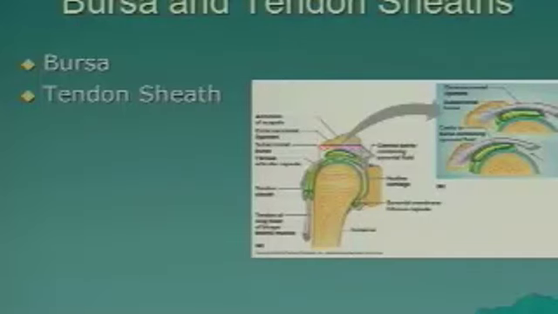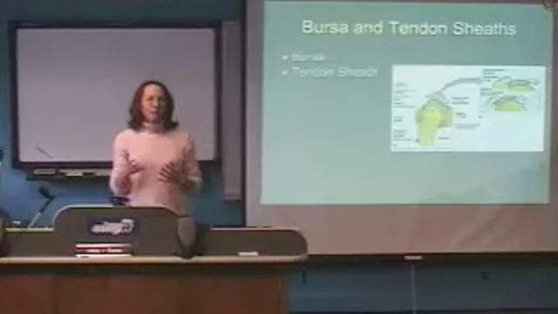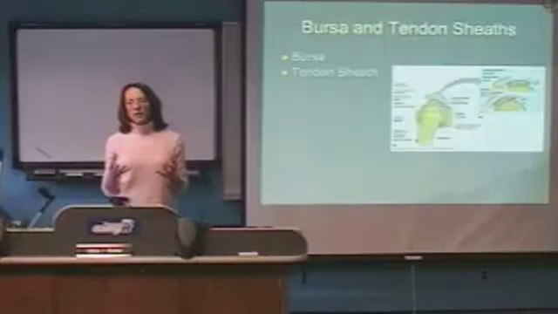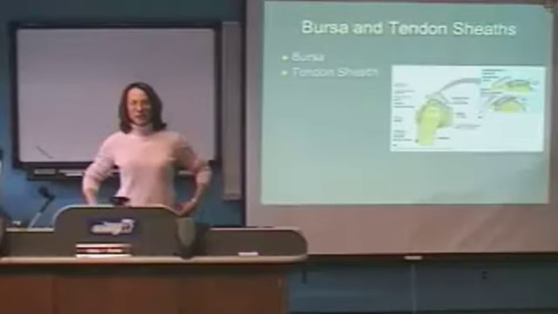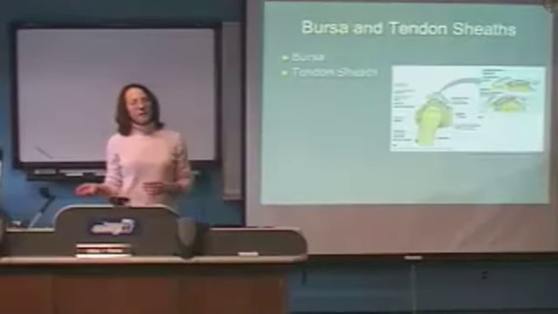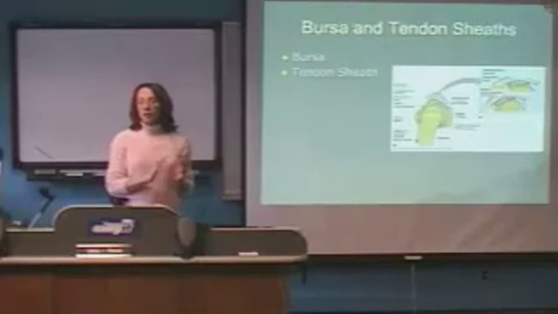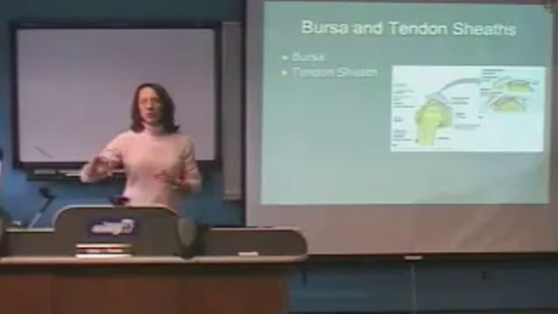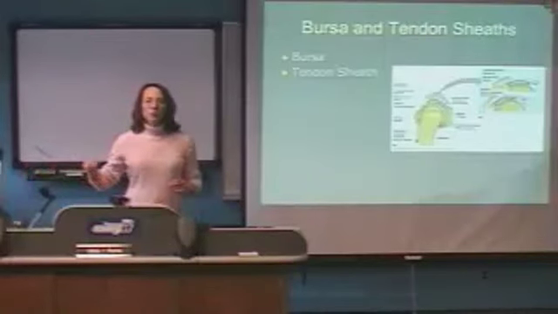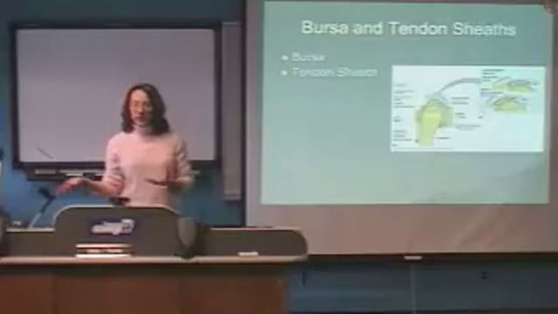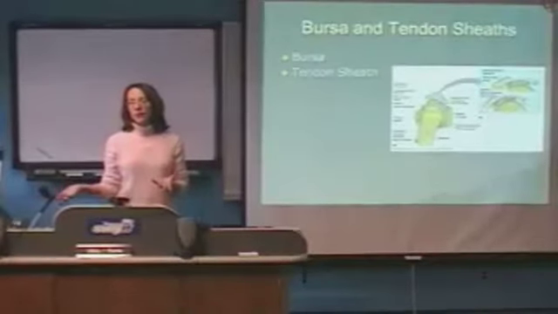Bursa and tendon sheaths. So when we think about highly movable synovial joints, such as the shoulders and the hips, we need to keep in mind that with that increase in movement, we're going to have less stability. When you have a joint that can move in a multiple range of motions, when we're doing our activities, there's going to be an increased incidence of possible injuries because we have more movement in that joint.